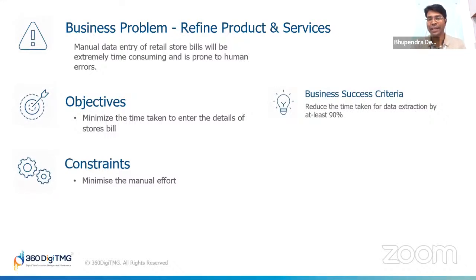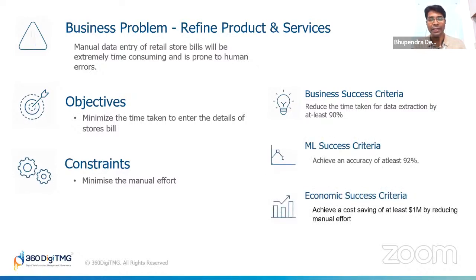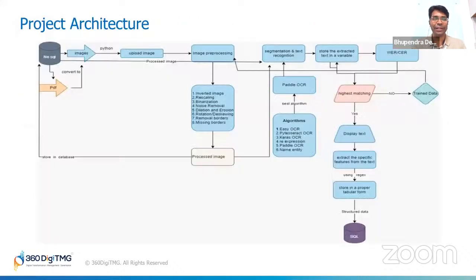Now, what was the business success criteria? We always talk about three success criteria: business, ML success criteria, and economic success criteria. The business success criteria was we needed to reduce the time taken for data extraction by at least 90%. We had ML success criteria that our model needed to achieve the accuracy of 92%. We had economic success criteria. We had to achieve a cost saving of at least $1 million by reducing manual effort. Is it possible? Of course, it is possible, right?